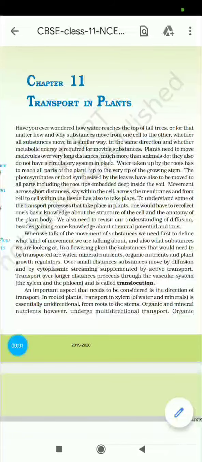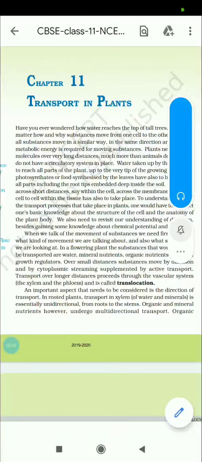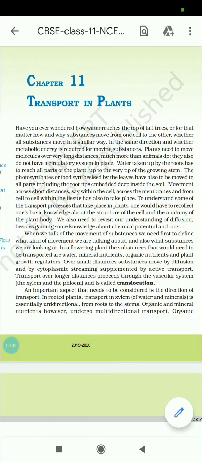Hello everyone. We'll start with the chapter of transport in plants, that is chapter number 11.